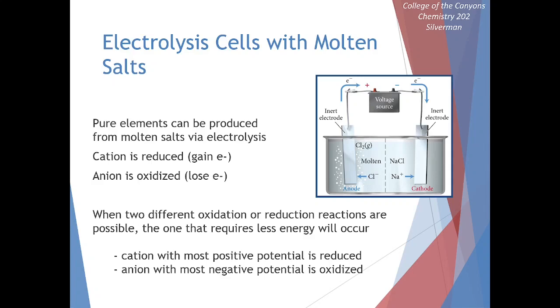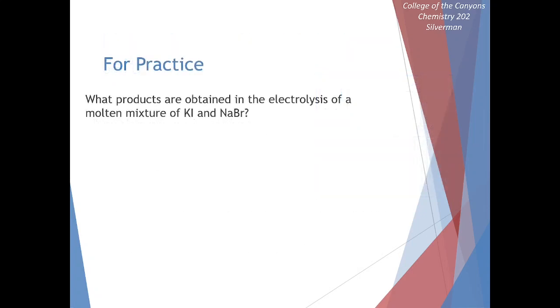This can be useful. We can do this as a purification method. If we want to isolate just one metal out of our mixture, well, the metal that will reduce first is the one with the largest reduction potential. Here we can look at an example. If we have potassium iodide and sodium bromide, what products can we make?